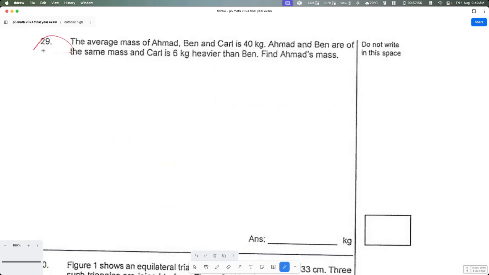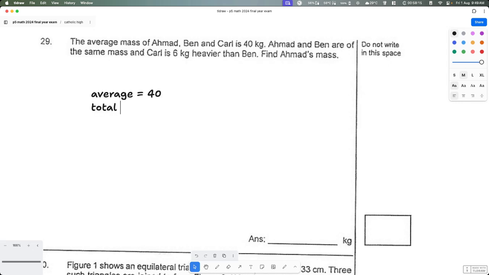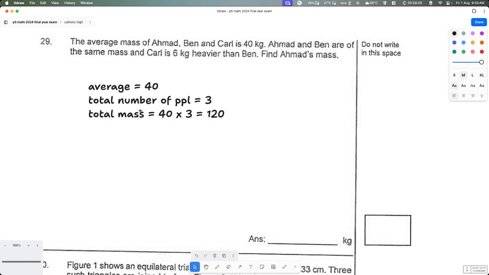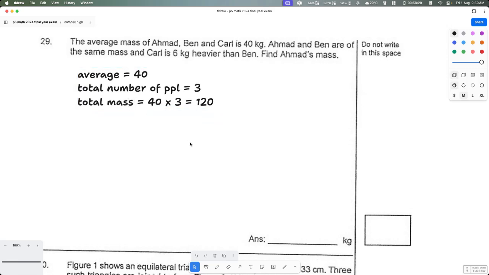Okay, question 29. It says here the average mass of Ahmad, Ben, and Carl is 40 kg. So Ahmad and Ben are the same mass, and Carl is 6 kg heavier than Ben. Find Ahmad's mass. Okay, so in this case, what we want to do is we know the average is equal to 40, and total number of people is equal to 3. So total mass is equal to 40 times 3. And this gives you 120. So we know now the total mass is 120.